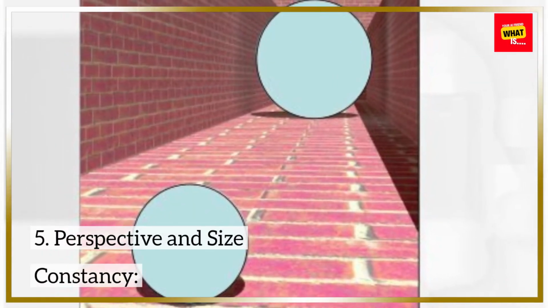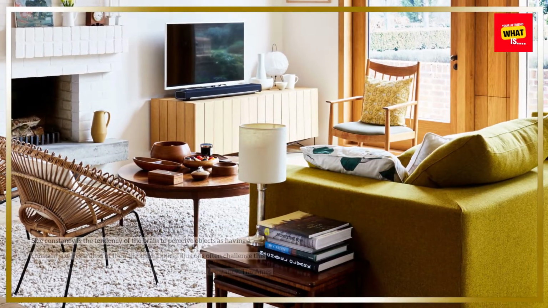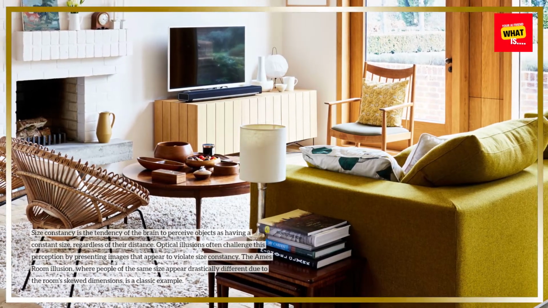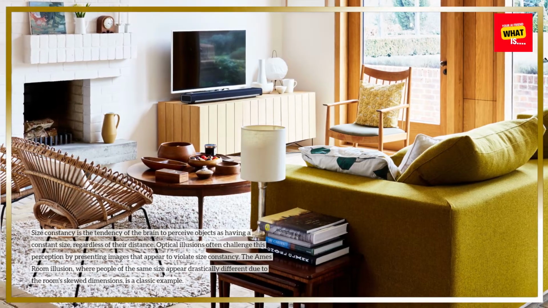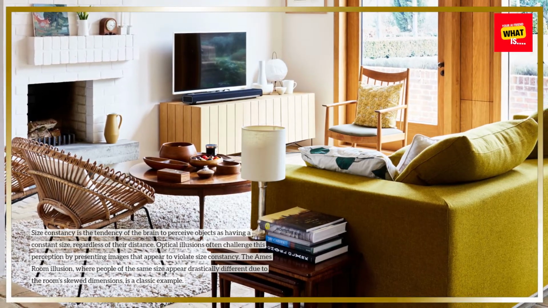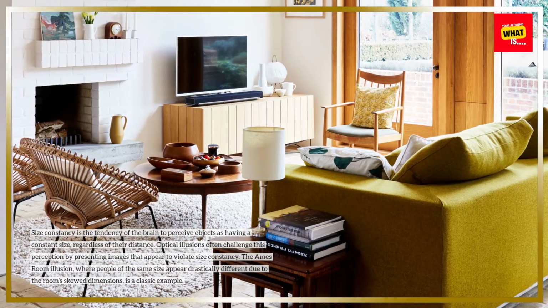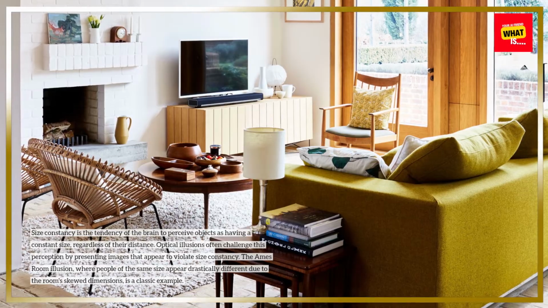5. Perspective and size constancy. Size constancy is the tendency of the brain to perceive objects as having a constant size, regardless of their distance. Optical illusions often challenge this perception by presenting images that appear to violate size constancy. The Ames room illusion, where people of the same size appear drastically different due to the room's skewed dimensions, is a classic example.